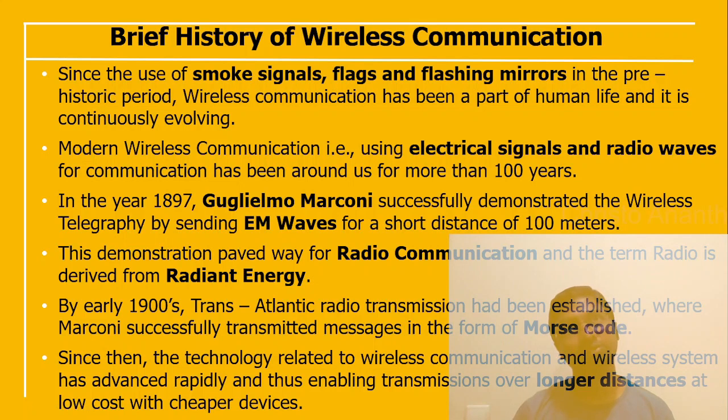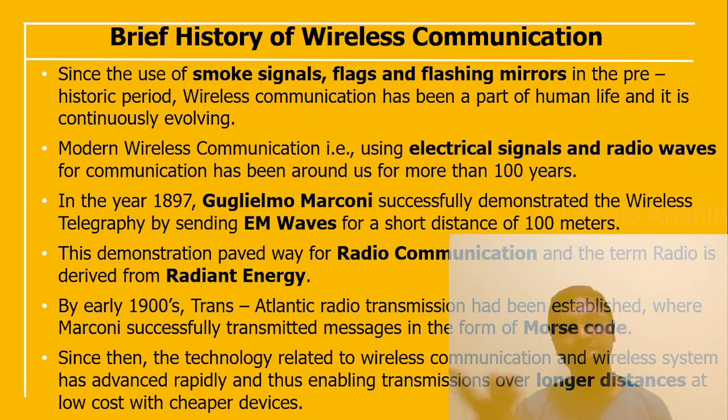Generally, if you consider wireless communication in the olden days, those were the golden days. Maybe in ships, even the Titanic, you would have seen they would have used smoke signals, flags, and flashing mirrors as a part of wireless communication, and from there it has been continuously evolving. Modern wireless communication, using electrical signals and radio waves, has been around for more than 100 years.